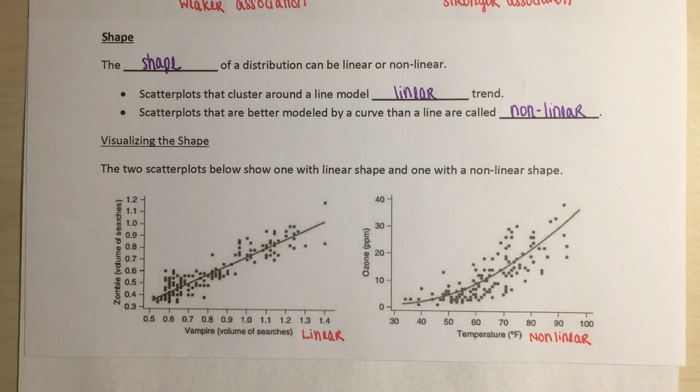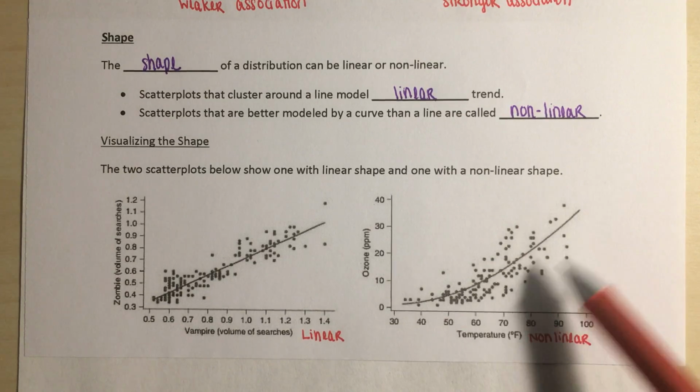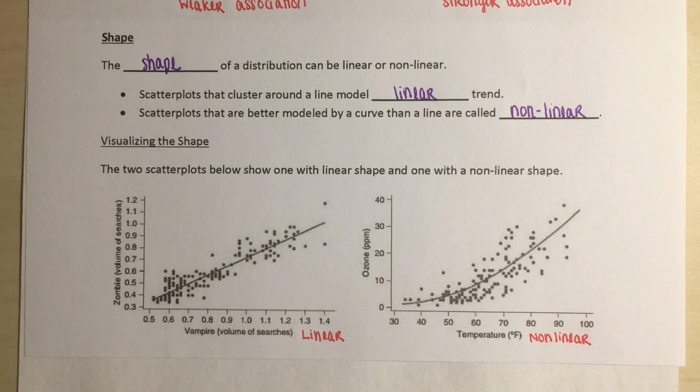We also use, unfortunately, the word trend to kind of explain both. Because when we were thinking about trend, we talked about positive, right? So we could say that this first one has a positive linear trend, and the second one has a changing trend, right? Because it's slightly changing. The shape of our line is changing. It's more curved, right? It's nonlinear. So our shape of our distribution can be linear or nonlinear.